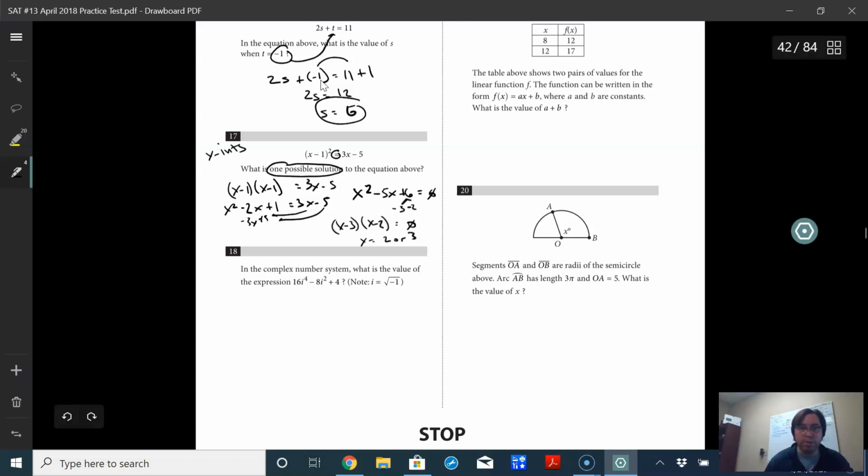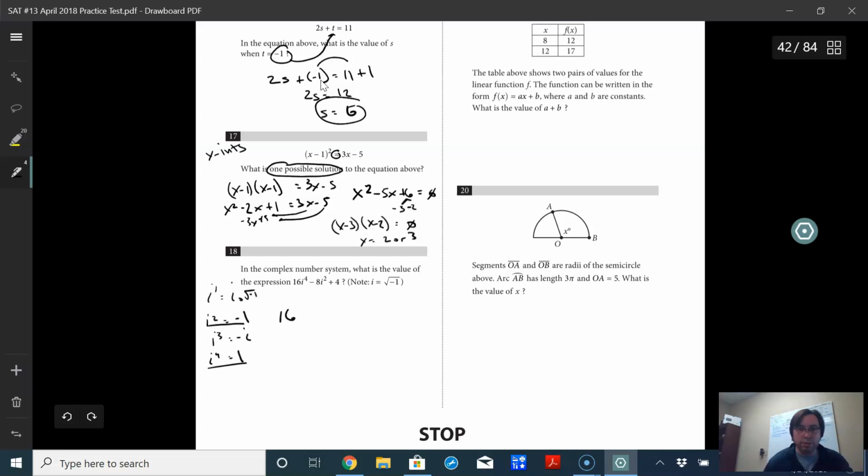Thing to keep in mind, remember that i to the 1 is just equal to i, or the square root of negative 1. i squared is equal to negative 1. i cubed is equal to negative i. And then i to the fourth is equal to 1. So we really need this one and this one in this equation.